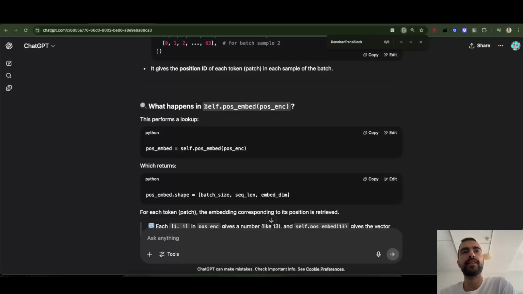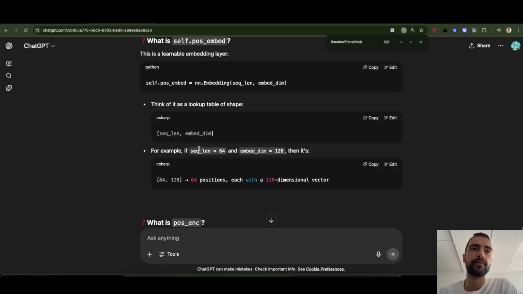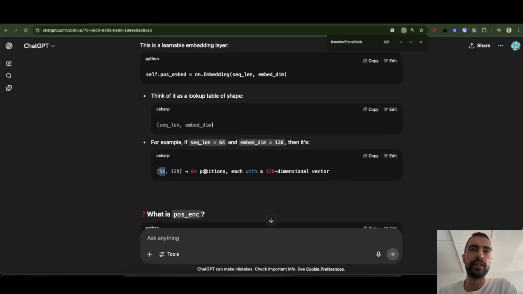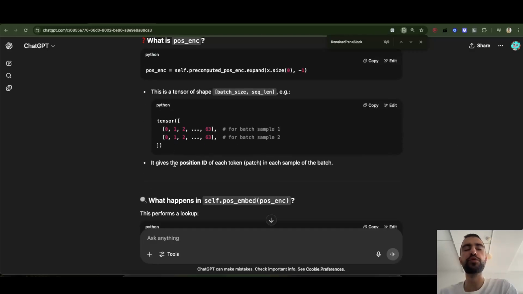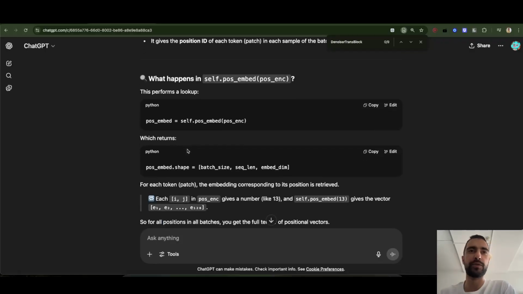So what does this do when we pass this through this layer? This performs a lookup. This pos_emb is a lookup table, as I just explained. It has 64 positions, and for each position there is a learnable embedding vector, which will tell the AI about that position, what it should do. The AI will know which position it is when it sees this vector.